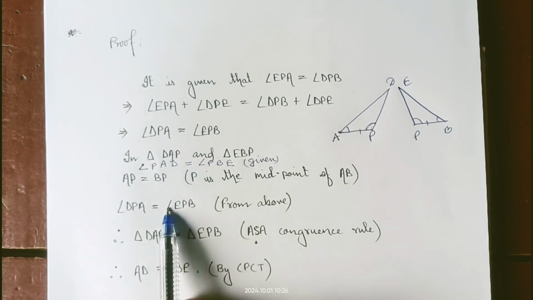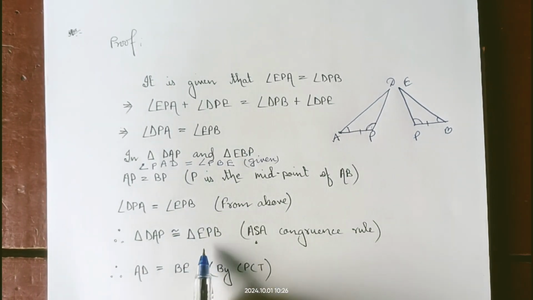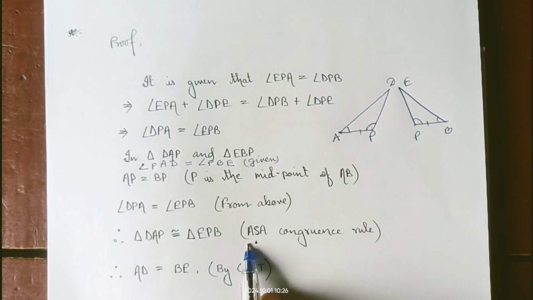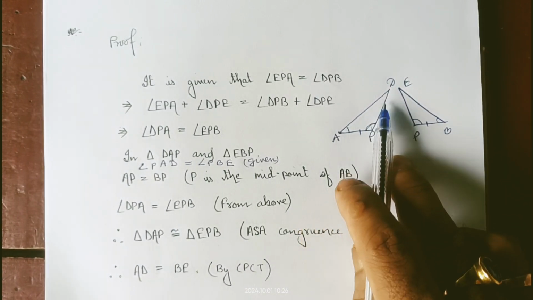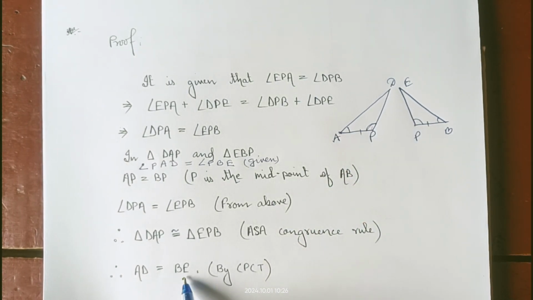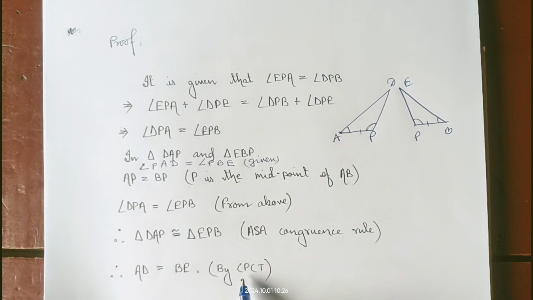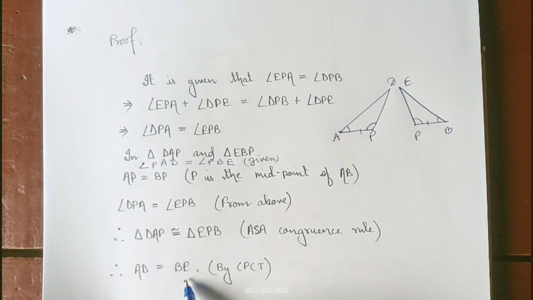So angle side angle, we got triangle DAP congruent to triangle EBP by angle side angle congruence. And since triangles are congruent, AD equals BE by CPCT. So we can write therefore AD equals BE by CPCT. In some of the books there is CPCTC, that also you can write, it is up to you. So these are the two things that I have to prove in this sum.